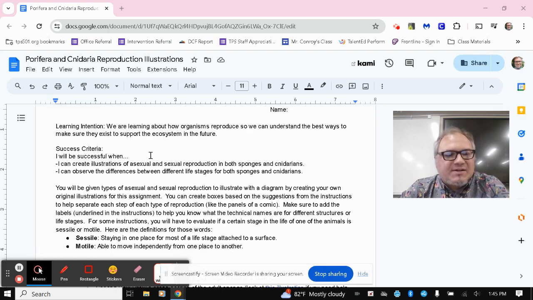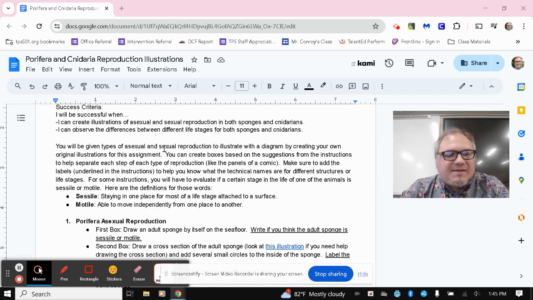So, our success criteria, I'll be successful when I can create illustrations of asexual and sexual reproduction in both sponges and cnidarians, and I can observe the differences between different life stages for both sponges and cnidarians. So you'll be given different types of asexual and sexual reproduction to illustrate with a diagram by creating your own original illustrations for this assignment.